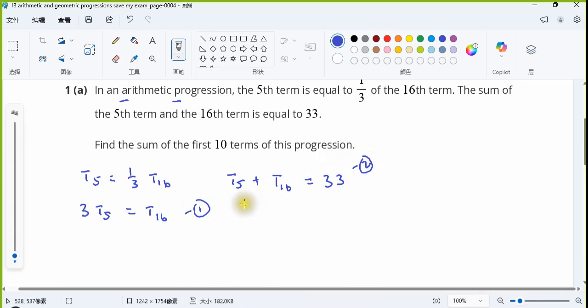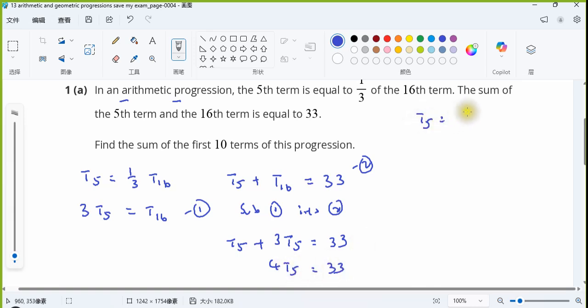So we sub 1 into 2. Then what we will have is the fifth term plus 3 times the fifth term is 33. Then 4 times the fifth term is 33. So the fifth term is 33 over 4.